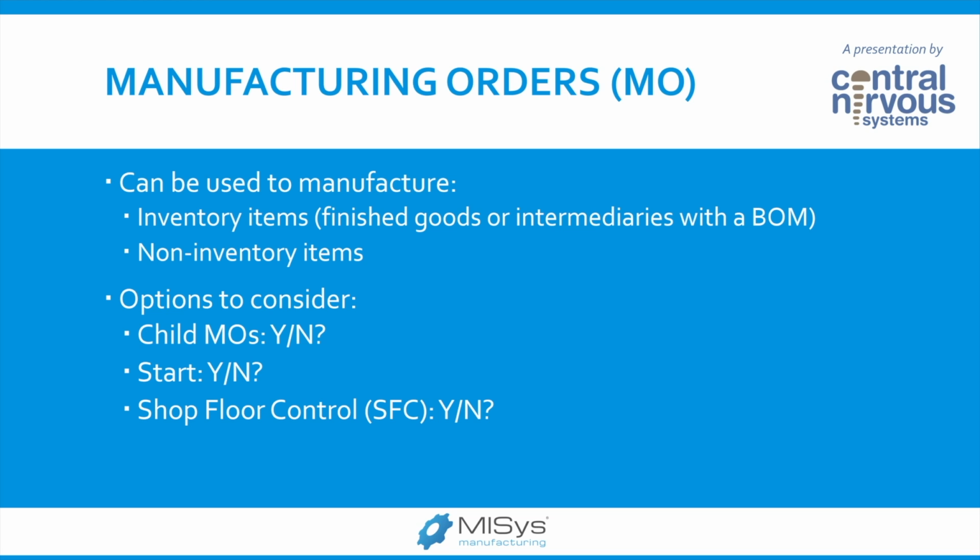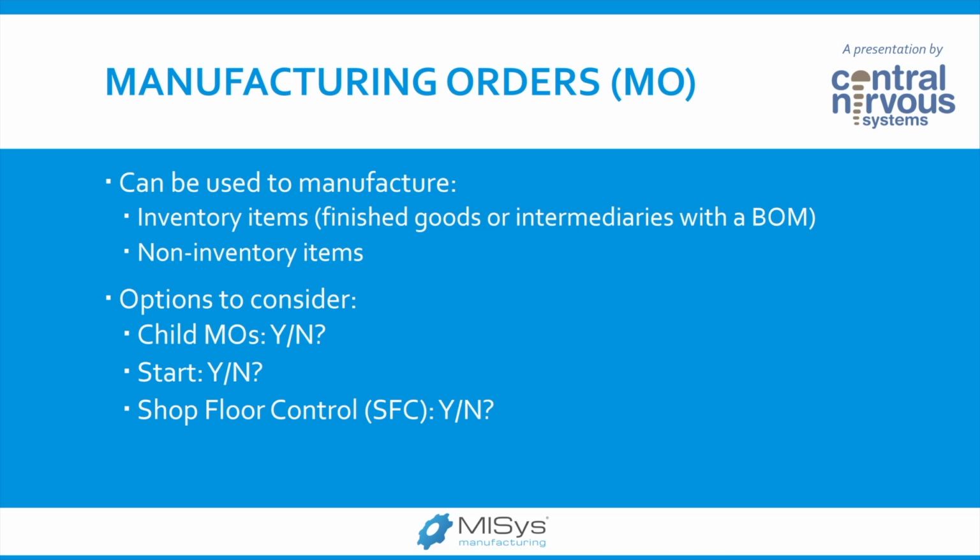Before you start with manufacturing orders, just like in all the other videos, we have options to consider. These are whether the manufacturing orders are going to be linked to one another with child MOs. What does that mean? If you want to have an intermediary good being produced and its manufacturing order become a child manufacturing order for the parent, which might be the finished good itself. Another option to consider is whether you're going to use the start function or not. And finally, whether the shop floor control module is going to be active and used or not.